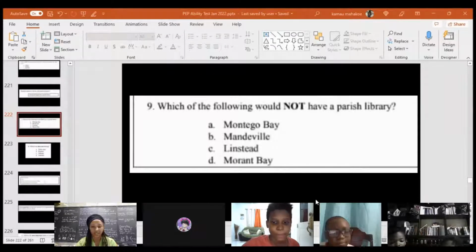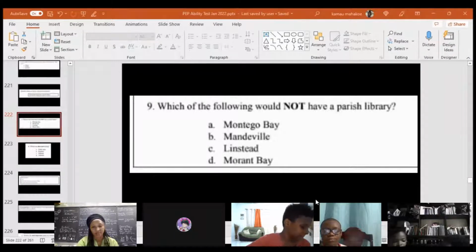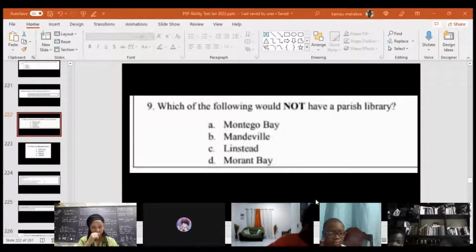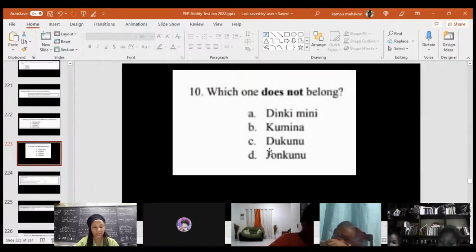That is correct. And it did say the parish capitals would have a parish library. All right, so that is correct. C is correct, and we got that answer from John, Amari, Madison. And John is saying it's not a capital of a parish. Linstead is not a parish capital. And the instruction said parish capital. I agree. All right, Antoine. Amari, number 10.